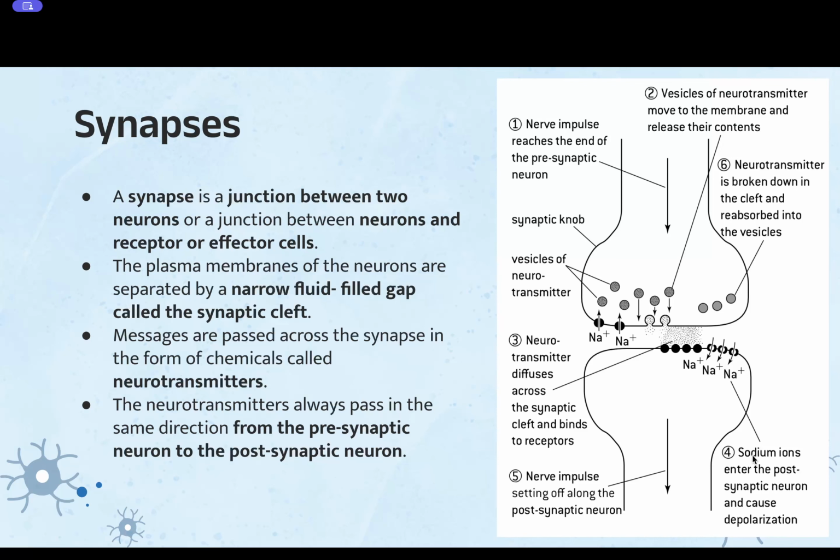There's also depolarization. I missed that step in the middle of this. Sodium ions will enter the postsynaptic neuron because of an increase in concentration in the synaptic cleft, causing depolarization, and therefore the nerve impulse is passed through the entire neuron. Depolarization and repolarization is something we will discuss later on. So the nerve impulse will be set off because of depolarization.